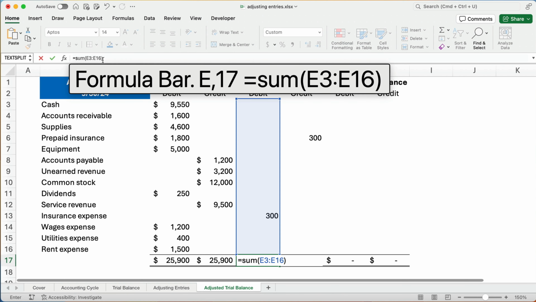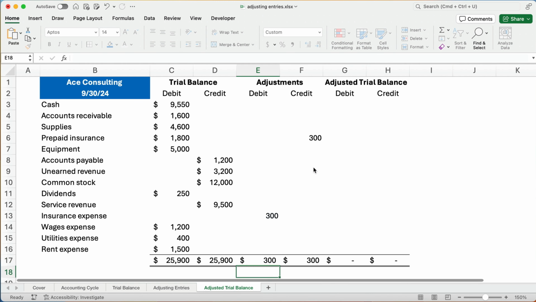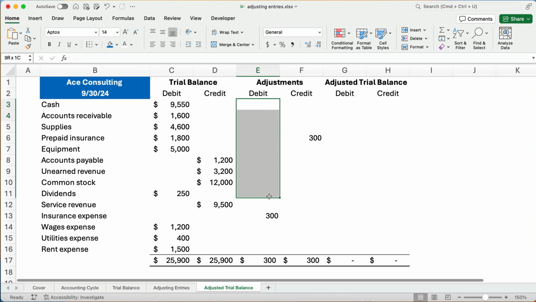Built a formula, so sum equals E3 to E16. Excel is your friend, so I always use Excel to show things, but also when you're working on numbers like this, it's easy to change the numbers. So I'm going to hit enter, and this entire column is going to be summed up, whatever numbers go in there. All right, so we got our first entry in.